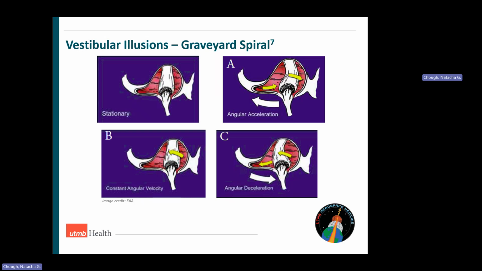This is normally not a problem. But if you turn at a constant rate for 20 seconds or longer, as depicted by letter B of this slide, the hair cell becomes upright again because of the constant rate of the turn. Essentially, the fluid inside catches up to the rate of the movement of the head, so the hair cell is stationary. Now, as depicted by letter C, when you come out of the turn, angular deceleration, the hair cell goes the other way and makes you think that you're turning, even though you're leveling off.